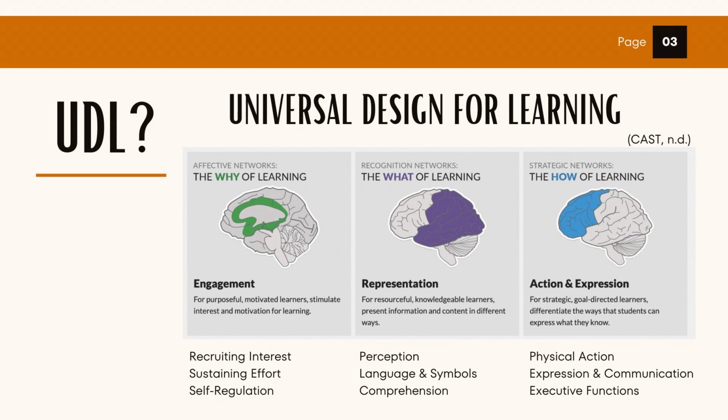So it's the why of learning, the what of learning, and the how of learning, and those are divided into those three separate sections: engagement, representation, action, and expression. Below that, we see the subcategories for each of those, and basically it tells instructors how they can engage with these different components of instruction.